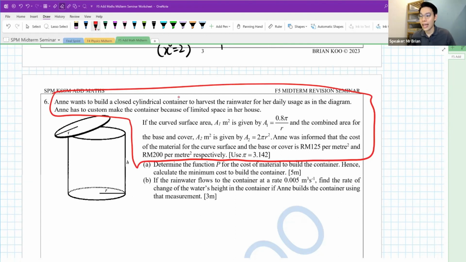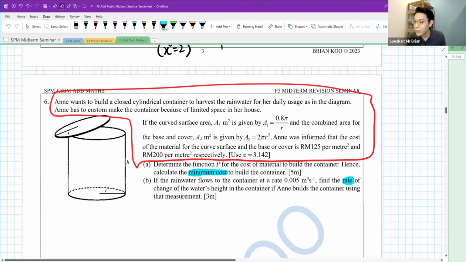But if I look at part A, the keyword lies here. You all know what to do with it. 5 marks. This one came out in SBP last year. If I look at part B, what is the keyword in part B? This one we haven't done before yet. Rate, very good. Not only one time they write the word rate, 2 times. So many rate.